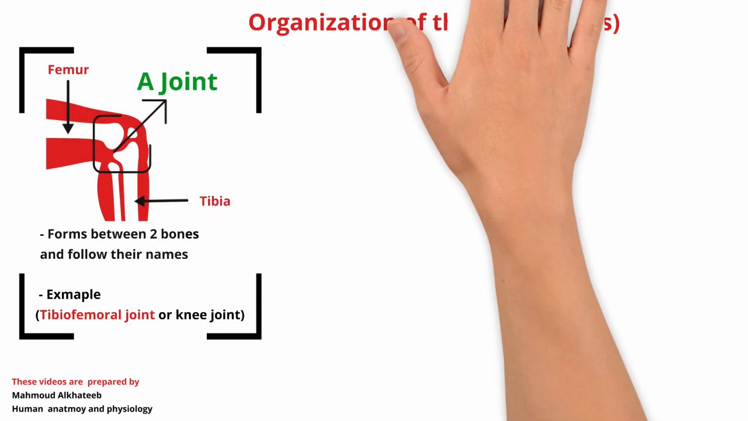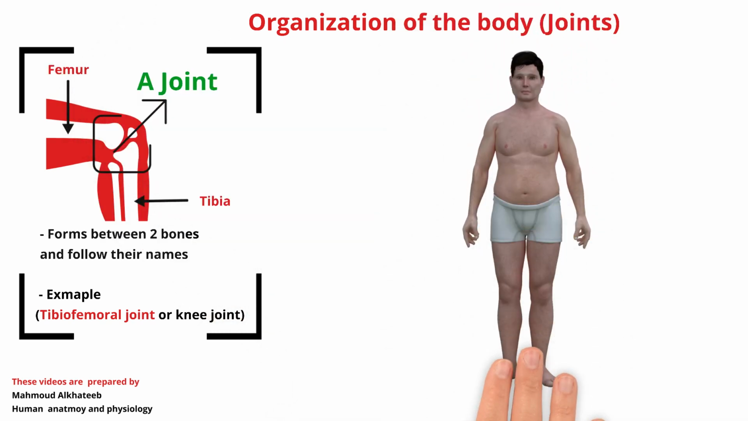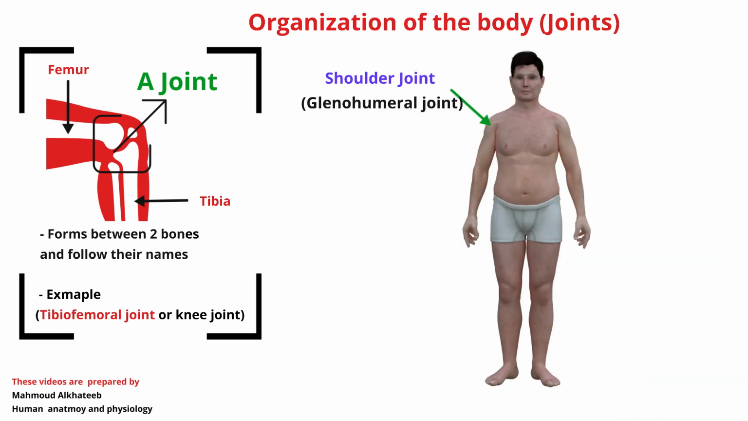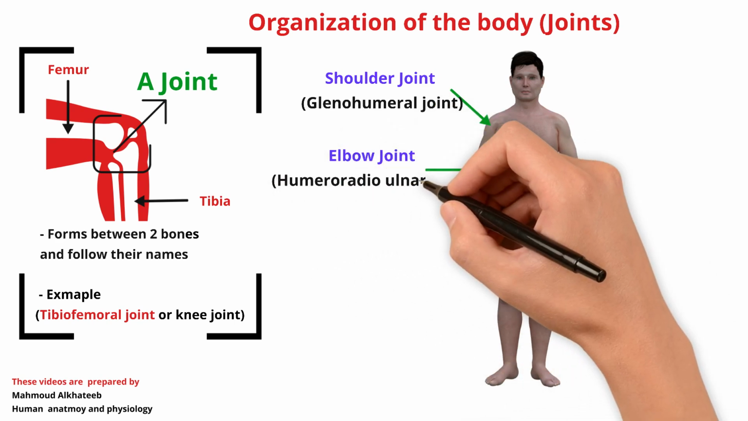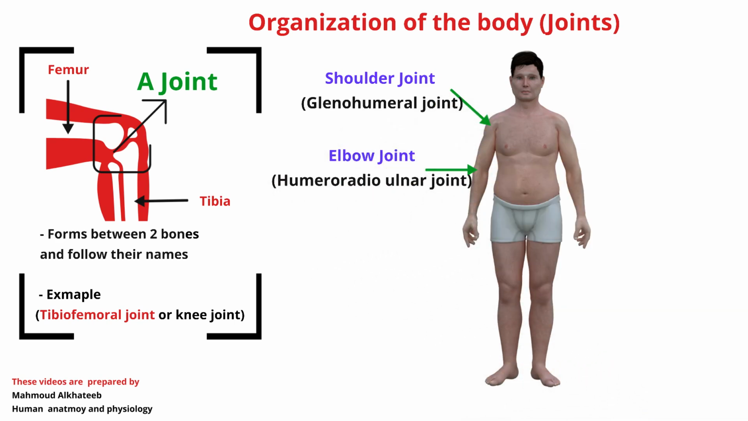Starting with the upper limb. The shoulder joint, also known as the glenohumeral joint, is formed by the humerus of the arm and the scapula of the shoulder. The elbow joint, or humeroradial joint, connects the humerus of the upper arm with the ulna and radius of the forearm. Moving down, the wrist joint, or radiocarpal joint, involves the radius of the forearm and the carpal bones of the hand.